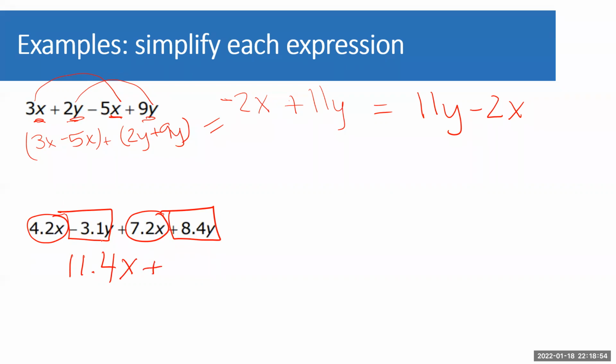And then minus 3.1y plus 8.4y. So 8.4 minus 3.1 is going to be 5.3y. Again, I'm doing math in my head. Dangerous stuff here. But you can see that we combine the x's and we combine the y's. We have to keep them separate.